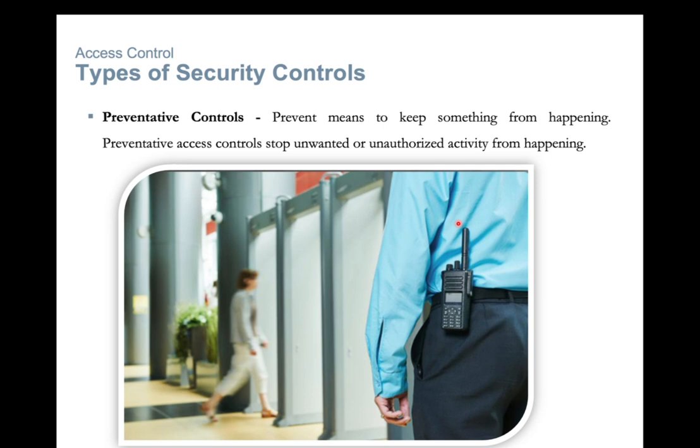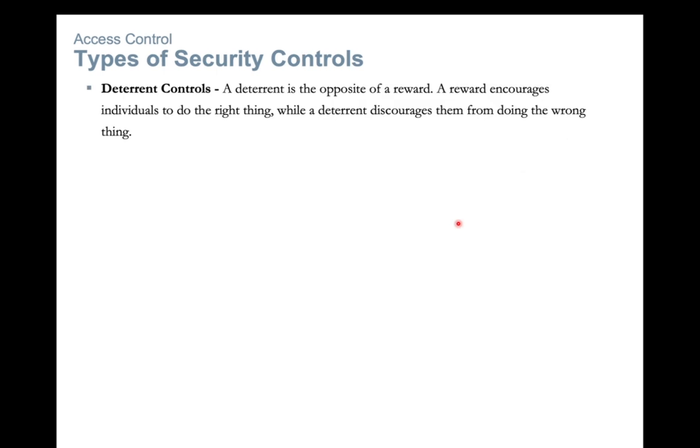Another type is deterrent controls. A deterrent control is the opposite of a reward. A reward encourages individuals to do the right thing, while a deterrent discourages them from doing the wrong thing. Cybersecurity professionals and organizations use deterrents to limit or mitigate an action or behavior, but deterrents do not stop it.